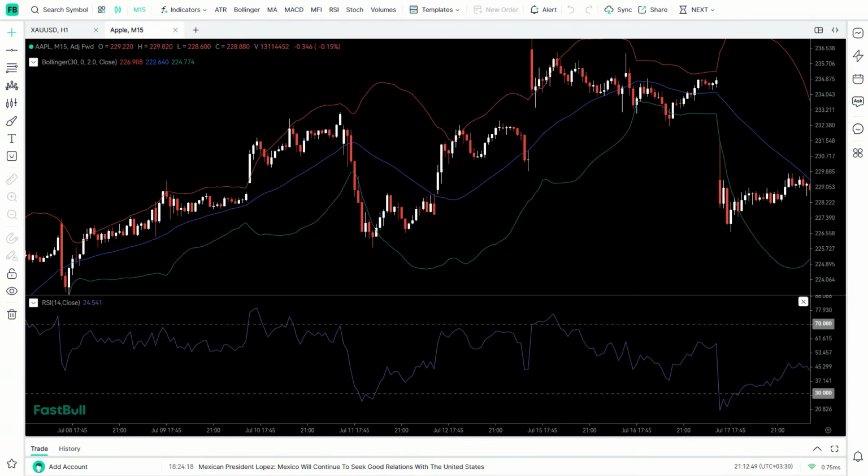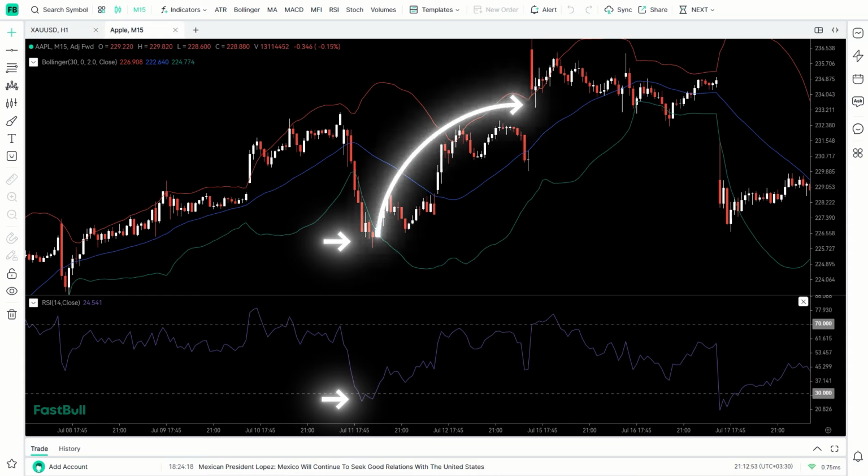Let's consider an example involving Apple stock. Suppose the price dips below the lower Bollinger Band. At this stage, the RSI isn't quite where we want it to be, so we wait until it falls below 25. In this case, it drops all the way to 20. We decide to enter a long position at this point, and as expected, the price returns to the average.